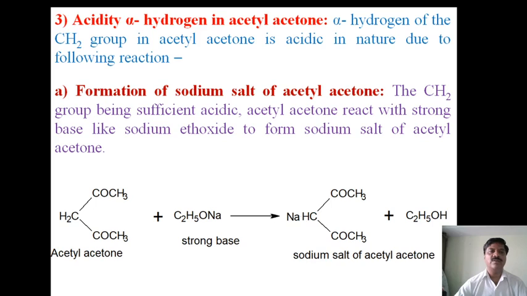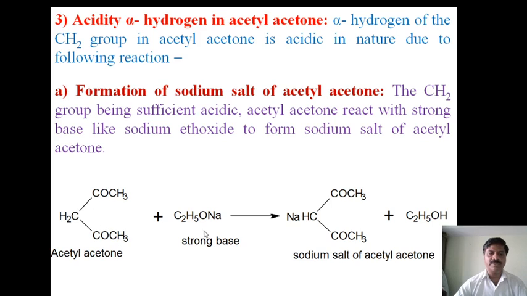And third example, we have to say the acidity of alpha hydrogen in acetyl acetone. Now here we say that the alpha hydrogen atom of the methylene group in acetyl acetone is acidic in nature due to the following reasons. Similar to above, formation of sodium salt of acetyl acetone, in which, now here, this is acetone actually, and this is called an acetyl group. Therefore, acetyl acetone.